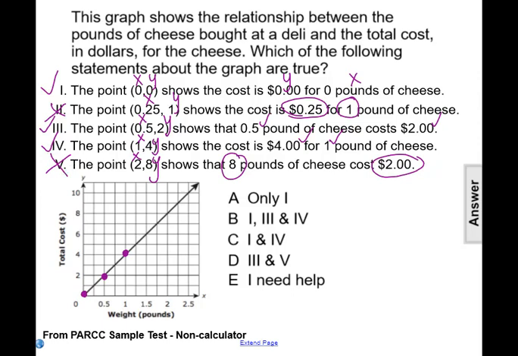So the only 3 statements that are true are 1, 3, and 4, making our answer choice B.